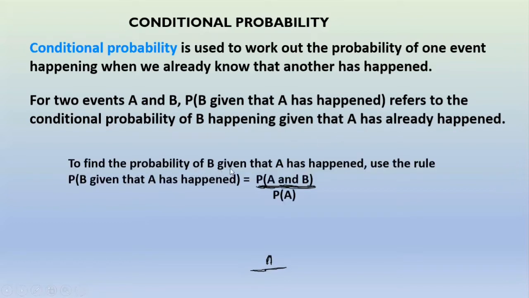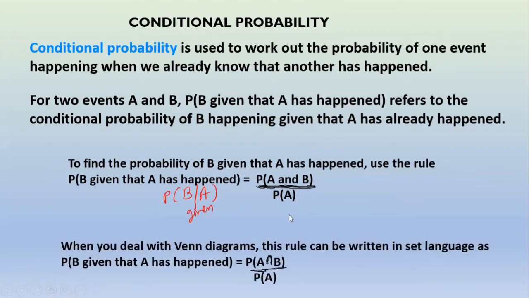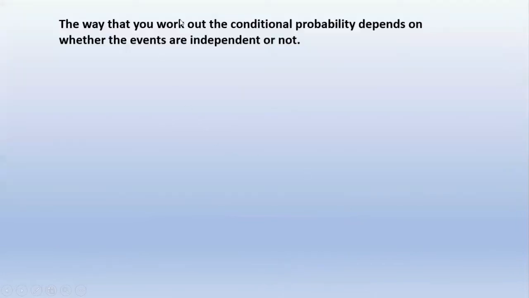To find the probability of B given that A has happened, use this rule. It is often written as probability of B given A. We read this as: given that A has happened, it is given by probability of A and B divided by probability of A, or in the language of sets, probability of A intersection B divided by probability of A.